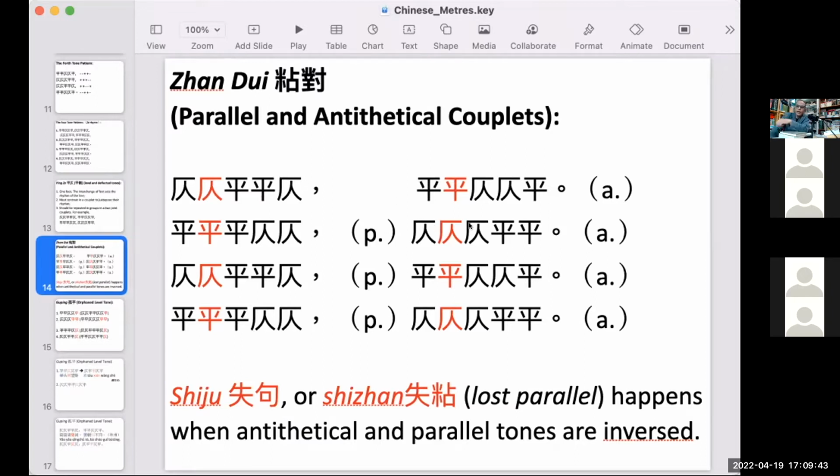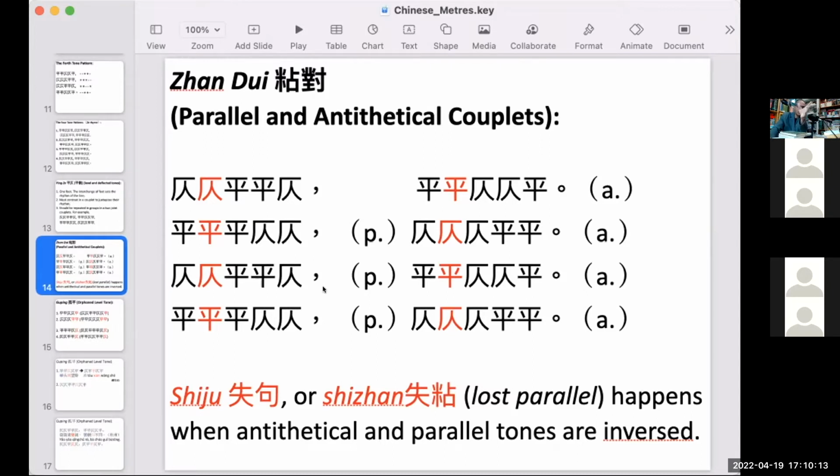And then we come back. The relationship between the first and the second line is always antithetical. Okay, so this is antithetical. This is parallel. This is antithetical. And then this is parallel, and so on and so forth. Okay, I hope it's clear.